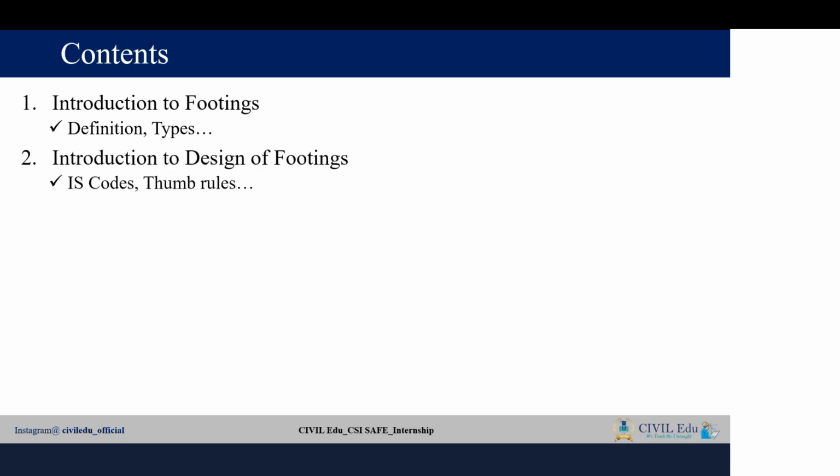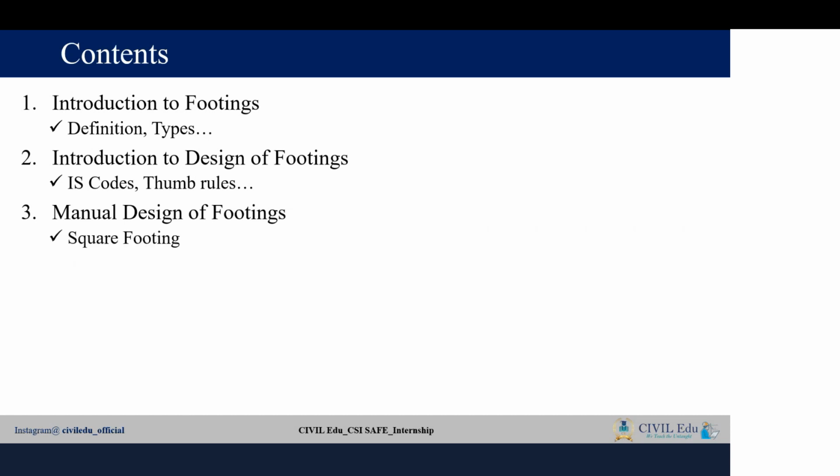Then we'll talk about how to do the design of footings, or foundations you can say. I'll talk about the different IS codes that we are going to use and what kind of thumb rules need to be understood. All these things we'll discuss in the second part of this section. And then we'll do the manual design of footings, that is, five different types of footings we are going to design.